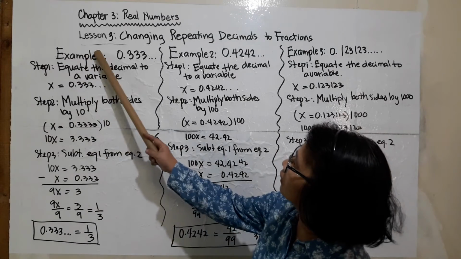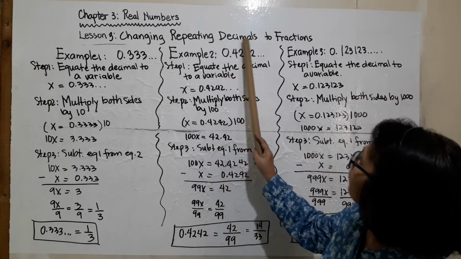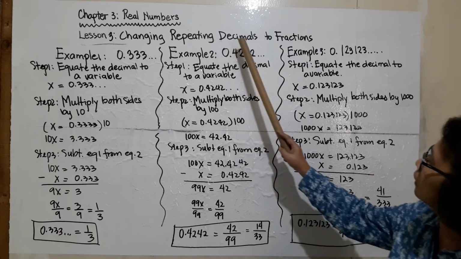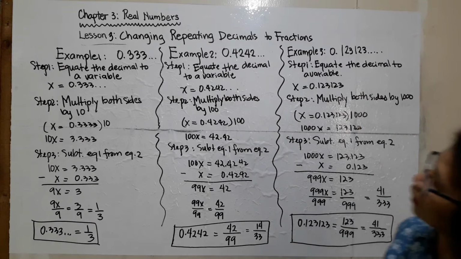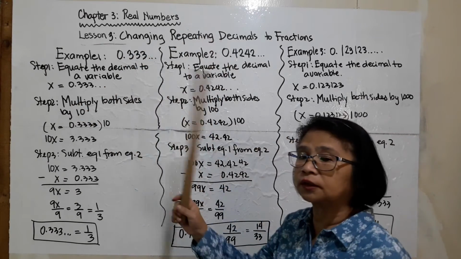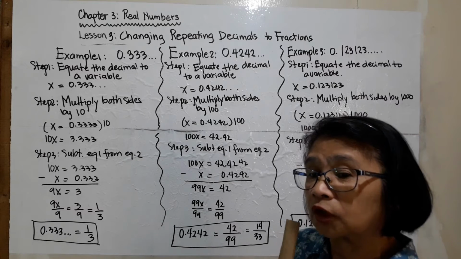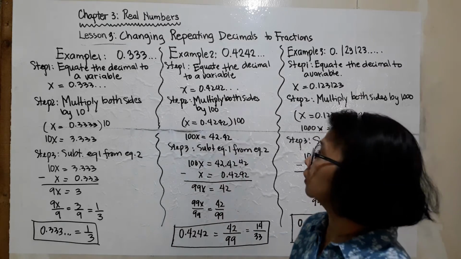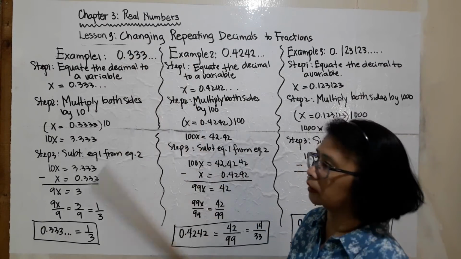For lesson 3, changing repeating decimals to fractions. Take note, repeating decimals. Okay? Example 1, the given is 0.333. How many digits keep on repeating? Victor, how many? There is only one. Okay? There is only one digit that keeps on repeating.